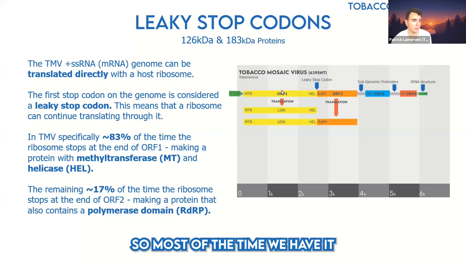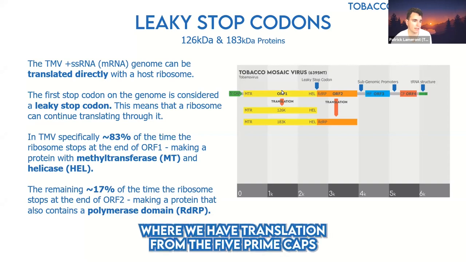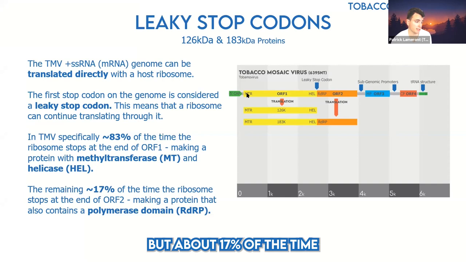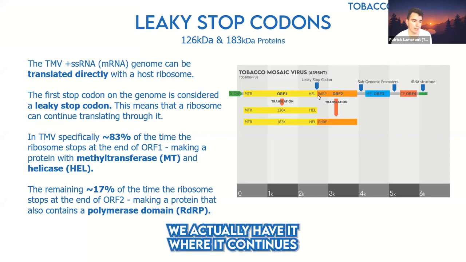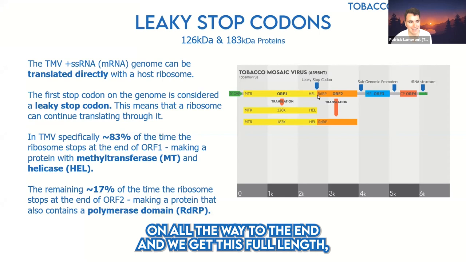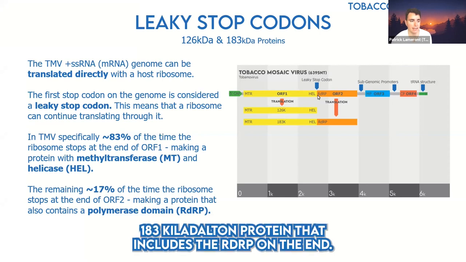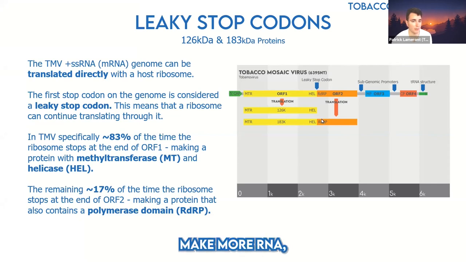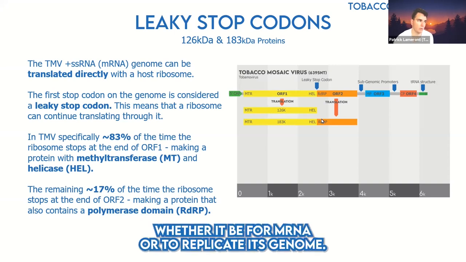So most of the time we have translation from the 5' cap through the MTR to the helicase. But about 17% of the time, it continues on all the way to the end, and we get this full length 183 kilodalton protein that includes the RdRp on the end. So that's going to be the polymerase domain that the virus uses in order to make more RNA, whether it be for mRNA or to replicate its genome.